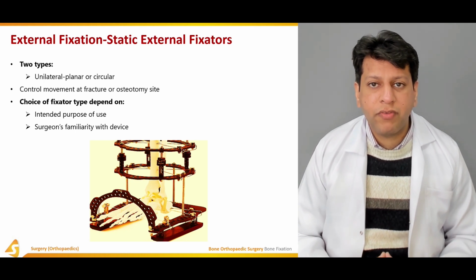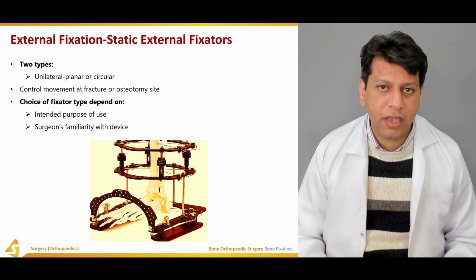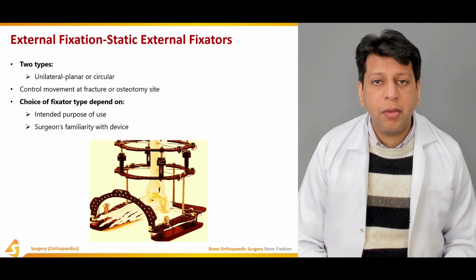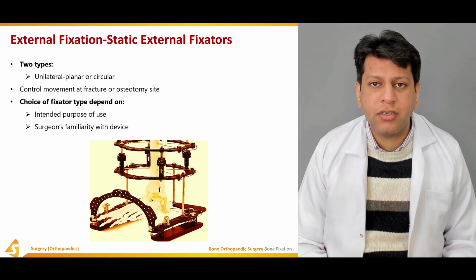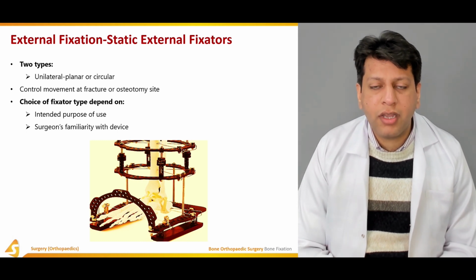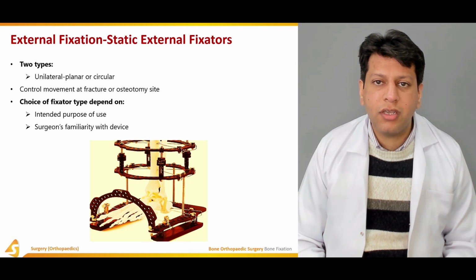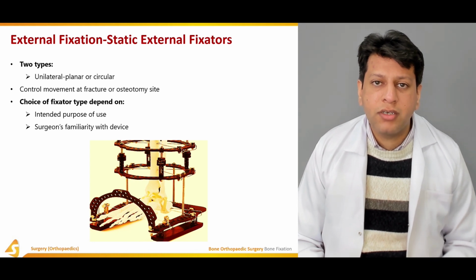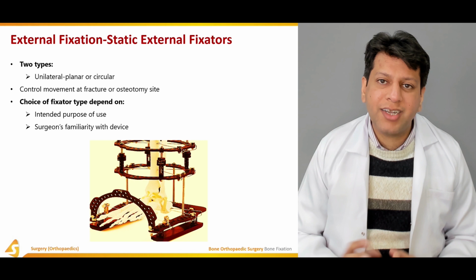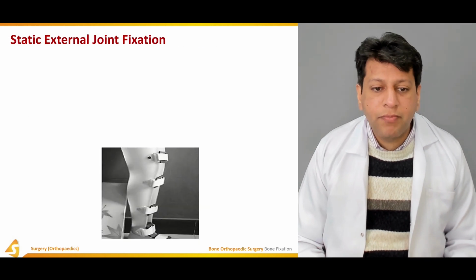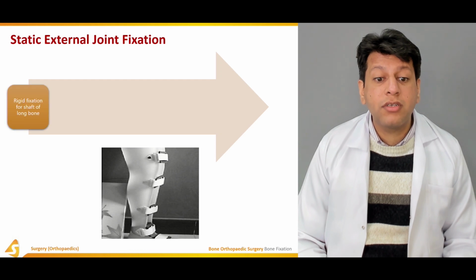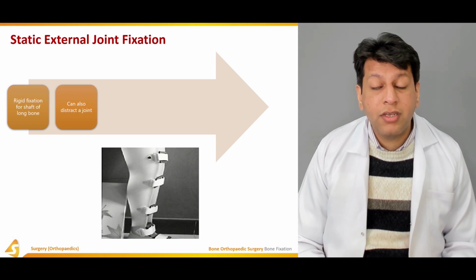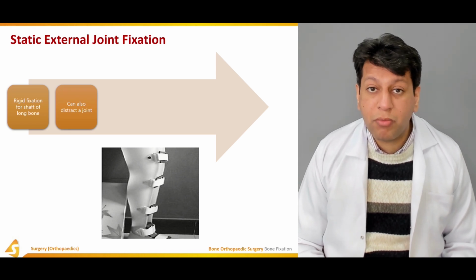But a uniplanar external fixator is very easy to apply and can be applied easily by almost all surgeons, especially in the ER and trauma care. Plus, it takes a very short time to apply a uniplanar fixator as compared to the Elizarov. So usually in emergency cases, uniplanar fixators are a good option, but when we are dealing with deformity correction, the Elizarov is probably a better option because it corrects the deformity in 3 planes. So coming to static external joint fixation, rigid fixation for short long bones can be achieved with a uniplanar fixator, although distraction can also be done in the form of ligamentotaxis.